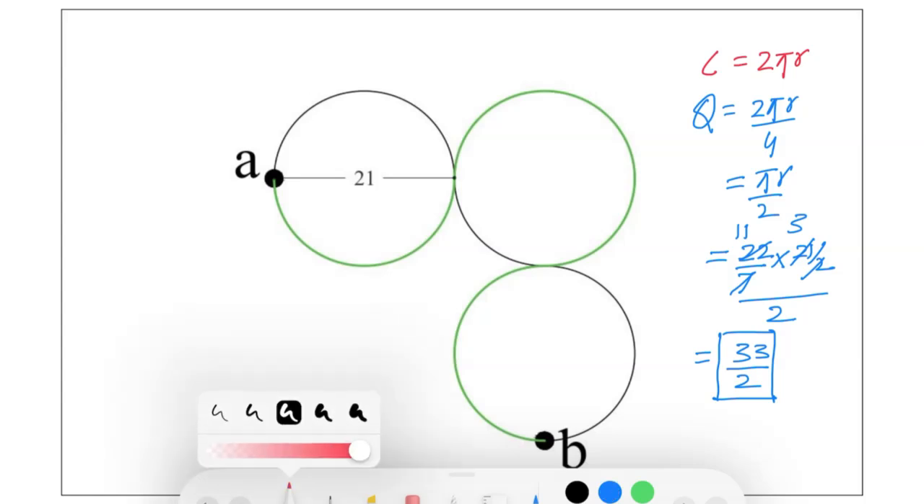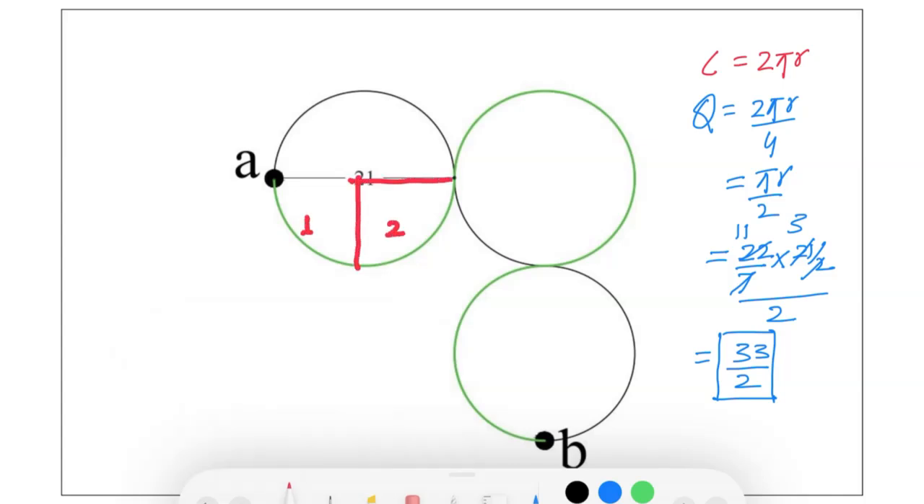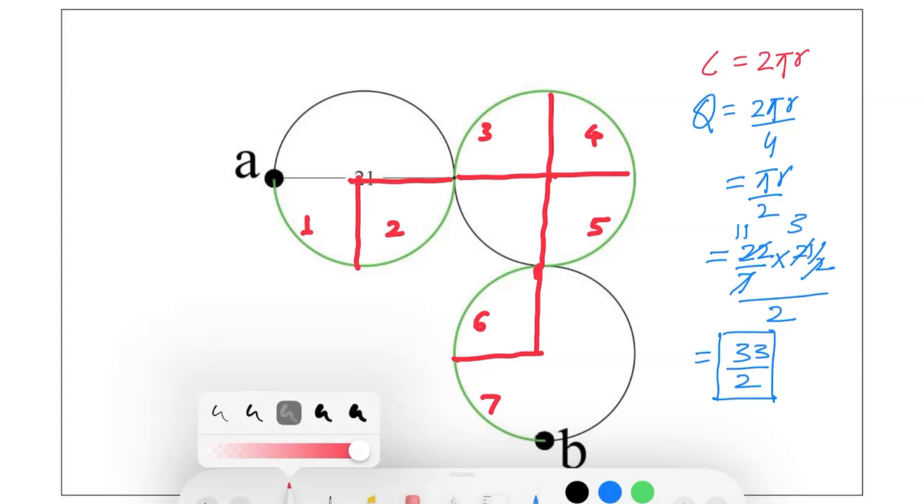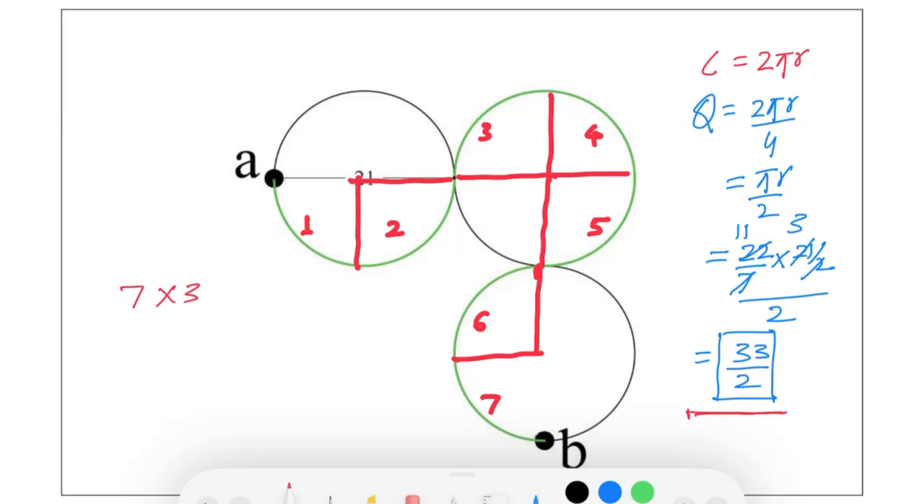So in this case, let's figure out how many quarters we have. If I divide this circle, you can find one quarter here, second quarter here. Furthermore, if I divide it here, you can find third quarter, fourth quarter, fifth quarter, sixth quarter, and seventh quarter. When we have figured out all the quarters, we just need to multiply it with this quarter number, that is 33 by 2. So 7 getting multiplied with 33 by 2, and that is our final answer in this case.